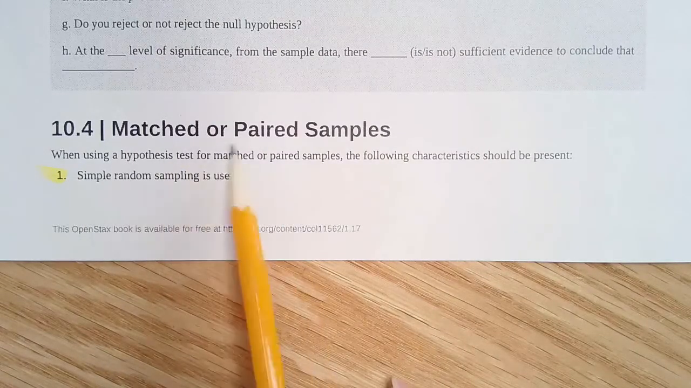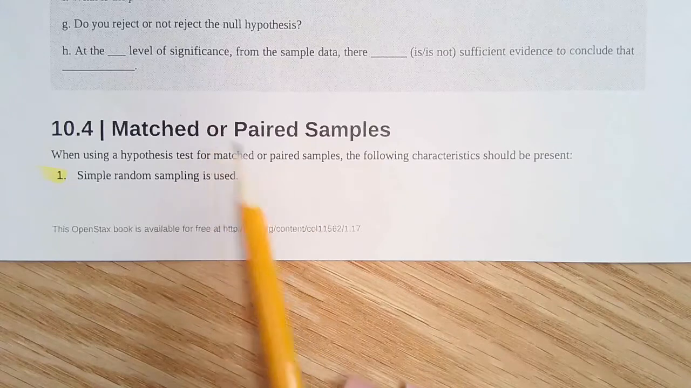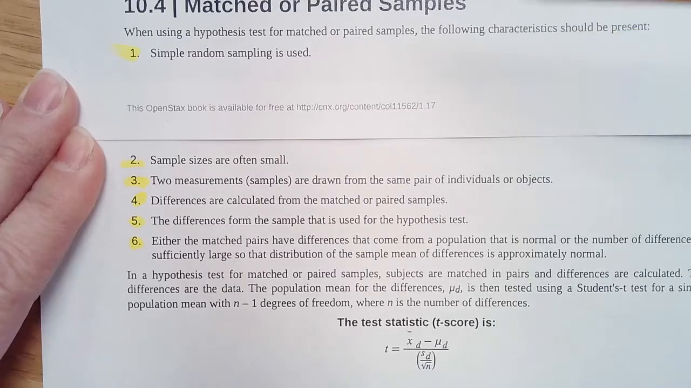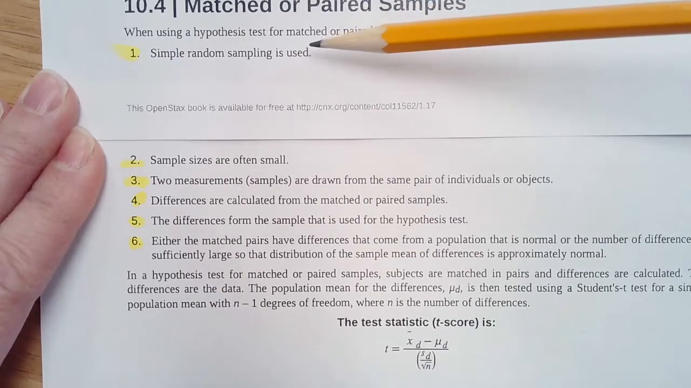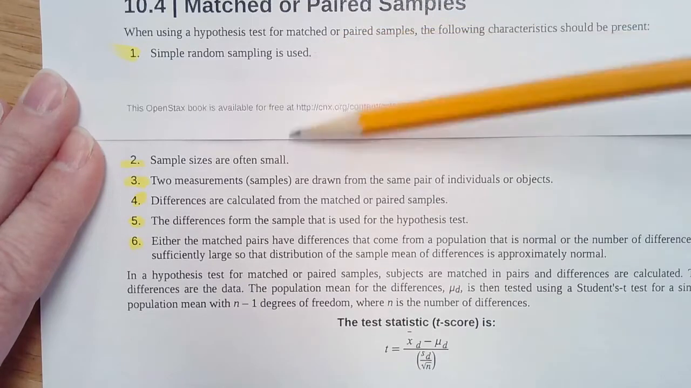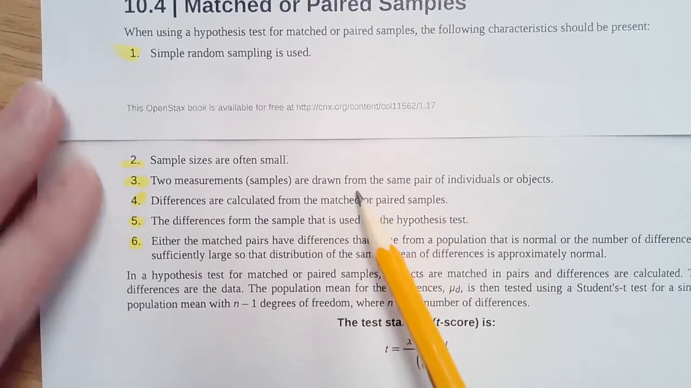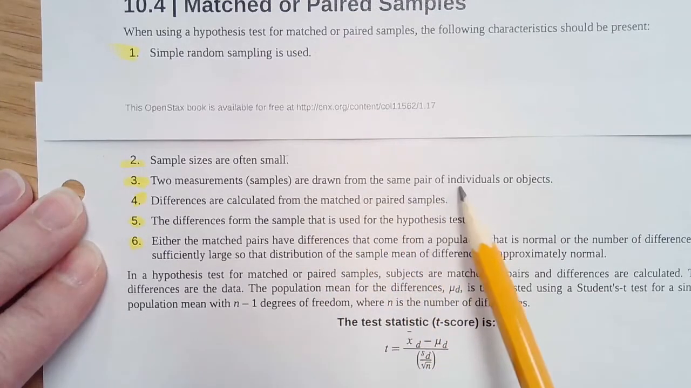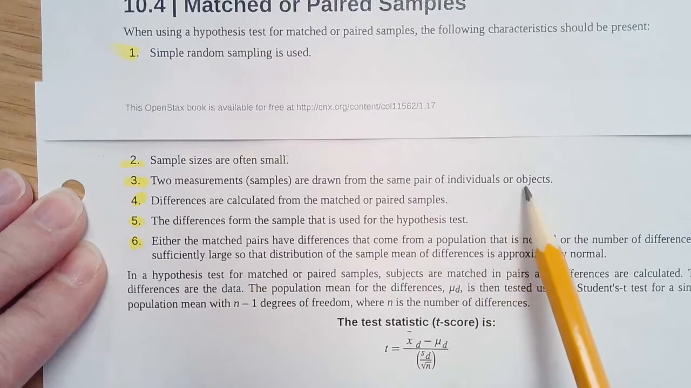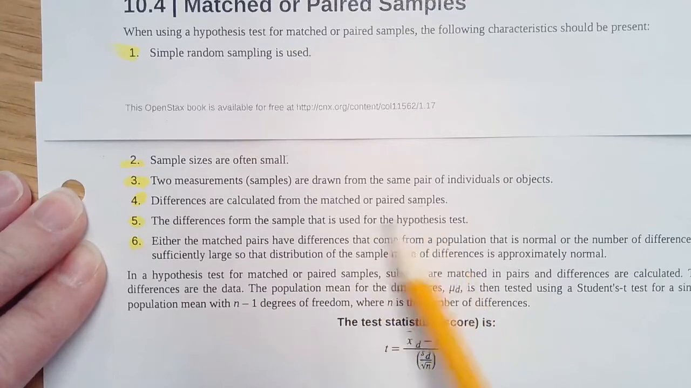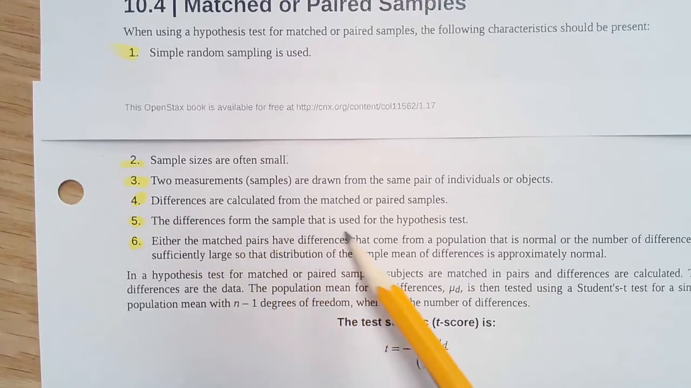All right, so 10.4. Now we're going to look at matched or paired samples. These are the dependent ones. There are some criteria on this. First, simple random samples are being used. Our sample sizes are often small. And this third one is the big one: the two measurements or samples are drawn from the same pair of individuals or the same objects. So two different measurements from the same things. Their differences are calculated from the matched pairs, and the differences are used for the hypothesis test.